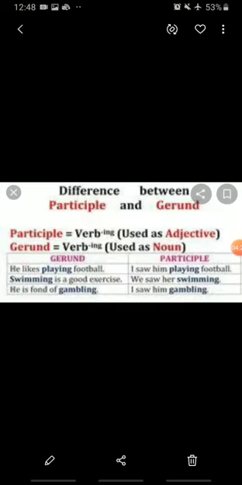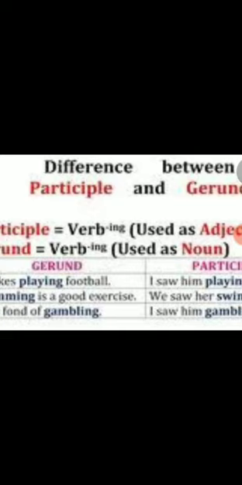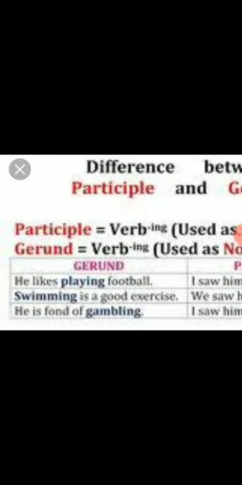Here also we can see: participle is verb 1 plus ing used as an adjective, and gerund is verb plus ing used as a noun. In the table, two parts are given, one of gerund and one of participle. Here you can see: He likes playing football. What does he like? Playing football. So it answers the question what does he like. It is a verb form, but it acts as a noun, so it is a gerund.